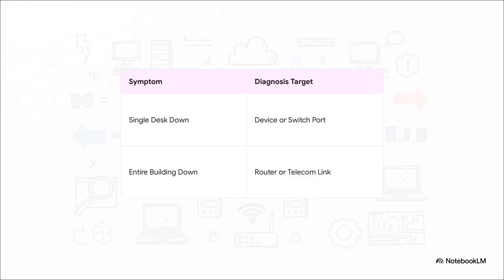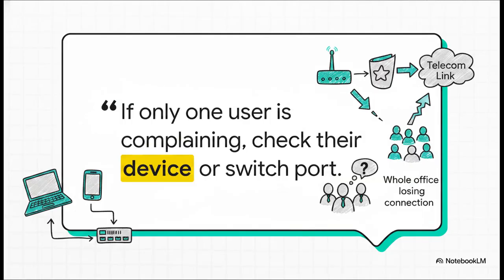Makes sense, right? And that brings us to the ultimate golden rule takeaway for anyone experiencing the universal panic of an office internet outage. Say it with me. If only one user is complaining, check their device or switch port. But if the whole office loses connection, the issue lives at the router, firewall, or telecom link. It's quite literally all about isolating exactly where the data flow got blocked on its journey.